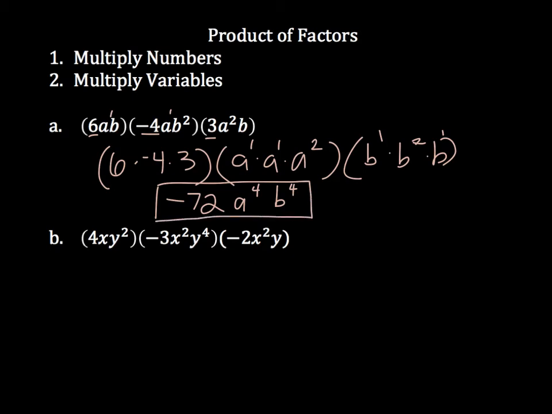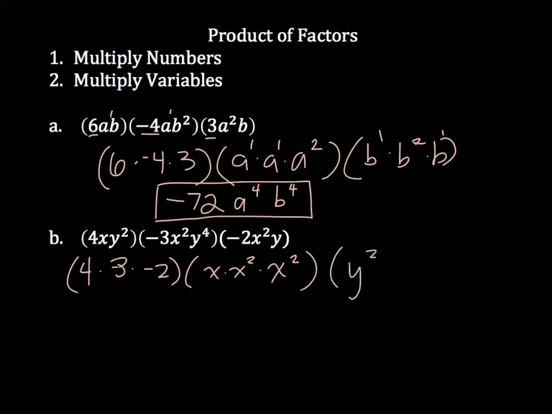Looking at letter B, I'm going to do the same thing. So I have 4 times -3 times -2. Then I have x times x squared times x squared, y squared times y to the 4th times y. 4 times -3 is -12 times -2 is going to be +24. We have x raised to 1 plus 2 is 3 plus 2 is 5, adding the exponents because we're multiplying. Same thing for y. I have 2 plus 4 is 6 plus 1 is 7.